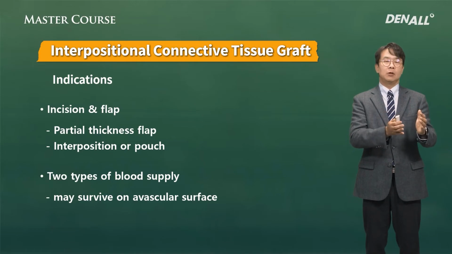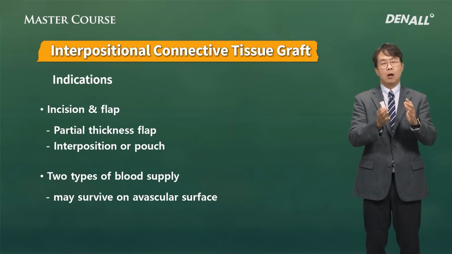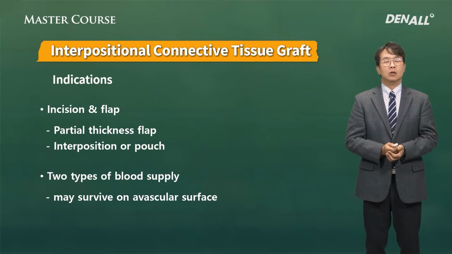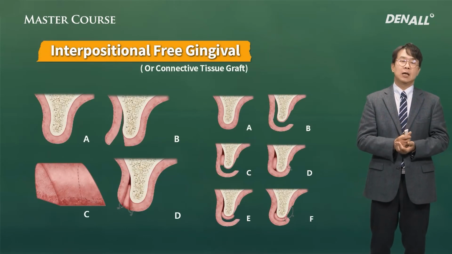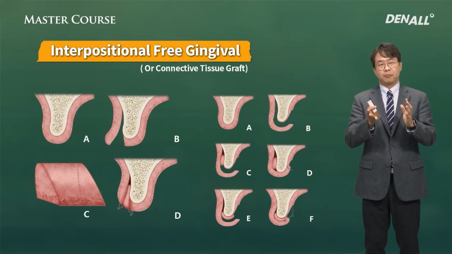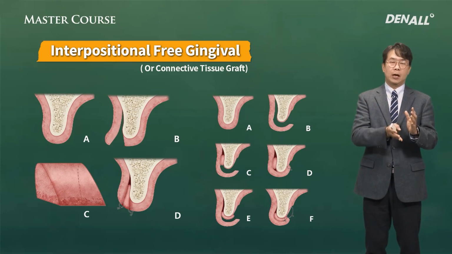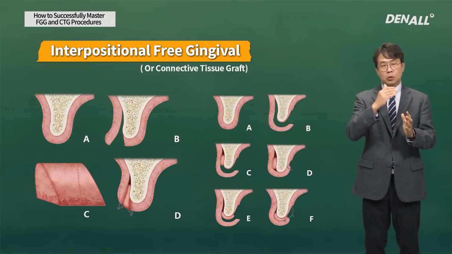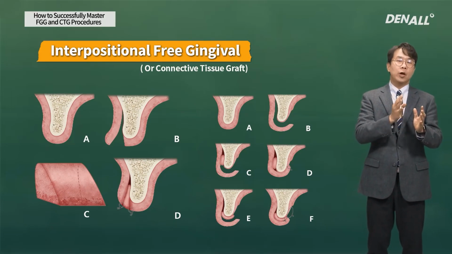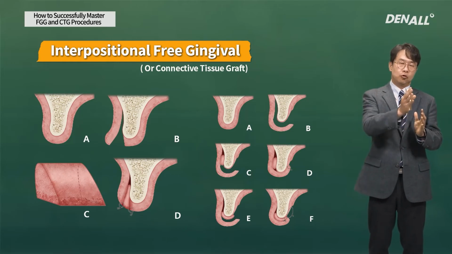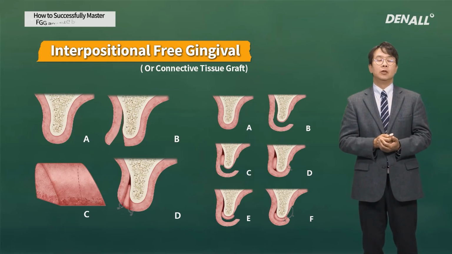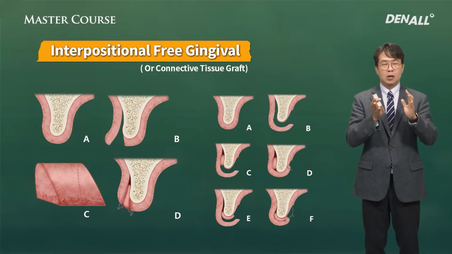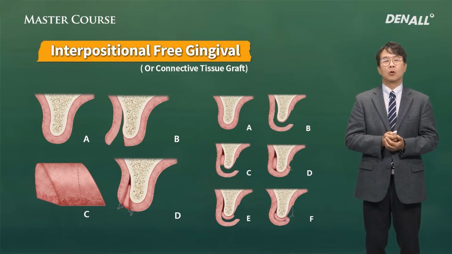Also, the approach is the same. Partial thickness flap is made, and it is interpositioned in the pouch. There are many different ways. On the right, on the labial side, graft can be inserted, or it can be put over the crest, or it can be made in the form of a wedge and inserted labially from the crest. So you need to understand how to apply them, and you need to identify where it can be used.